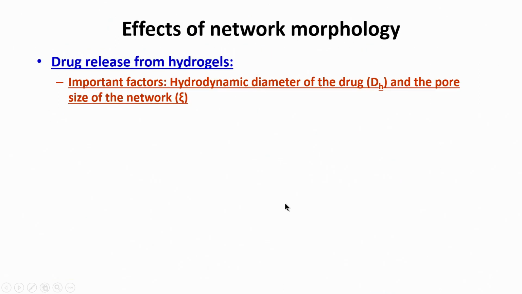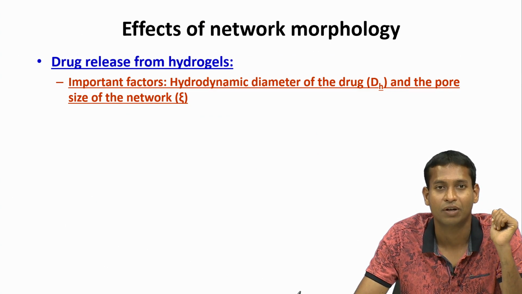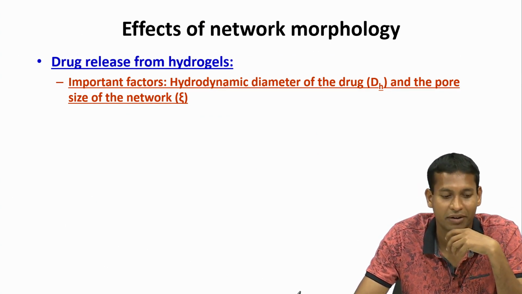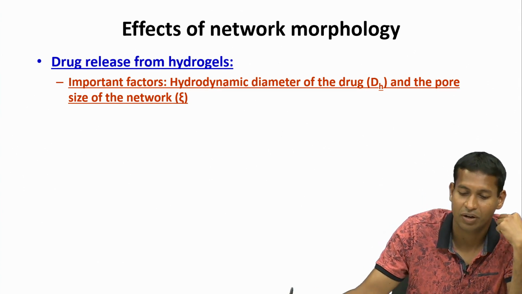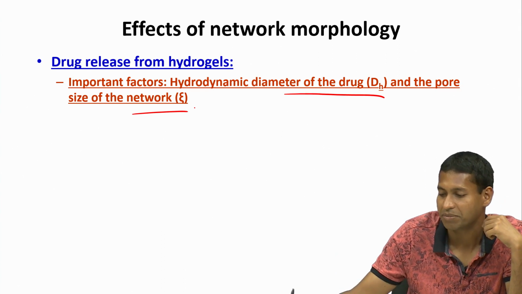Now, how does the network morphology matter? In the previous case we have not really taken into account anything that has to do with the hydrogel. So, how does the role that the drug is now in the hydrogel play? Now that the drug is released from the hydrogel, the drug diameter as well as the size of the network becomes important.